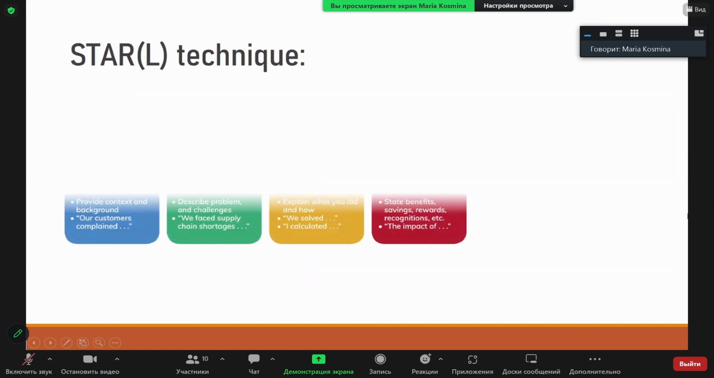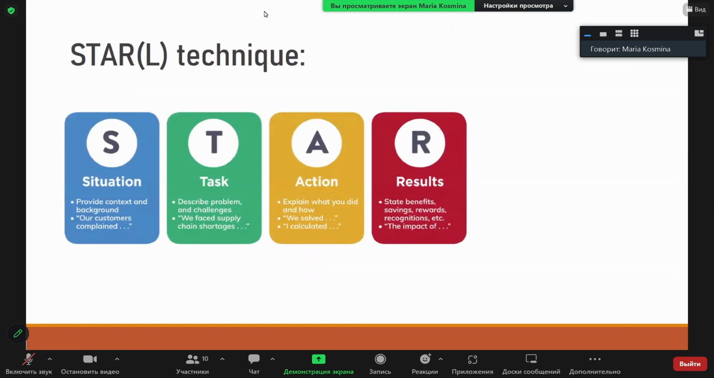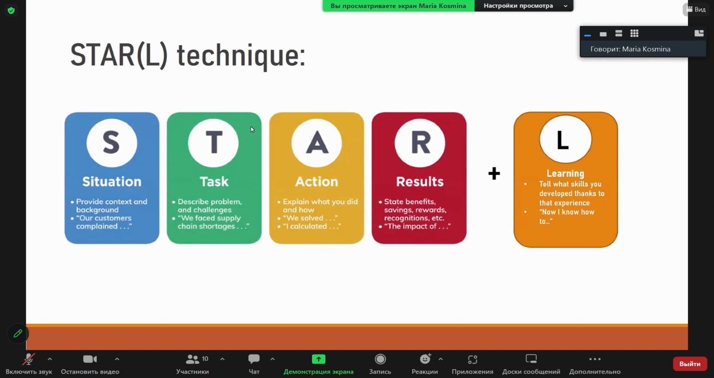So now let's move on, guys. I want you to share with me your reaction if any of you have heard of the STAR answer technique. Just give your thumbs up if you heard of this one. I see that some of you have. Excellent.